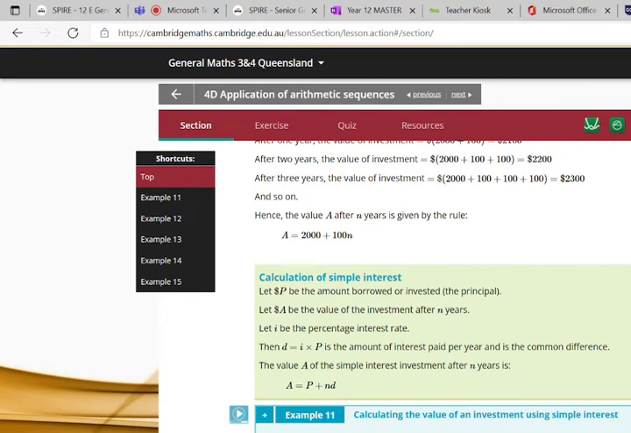All right. So here we go. Let's look at the example here.